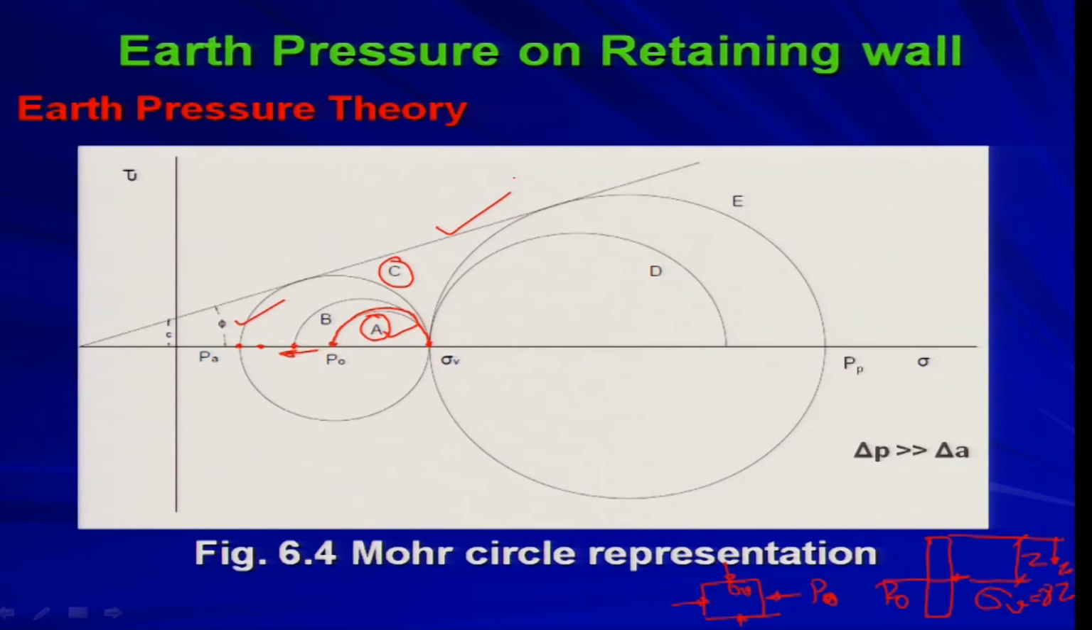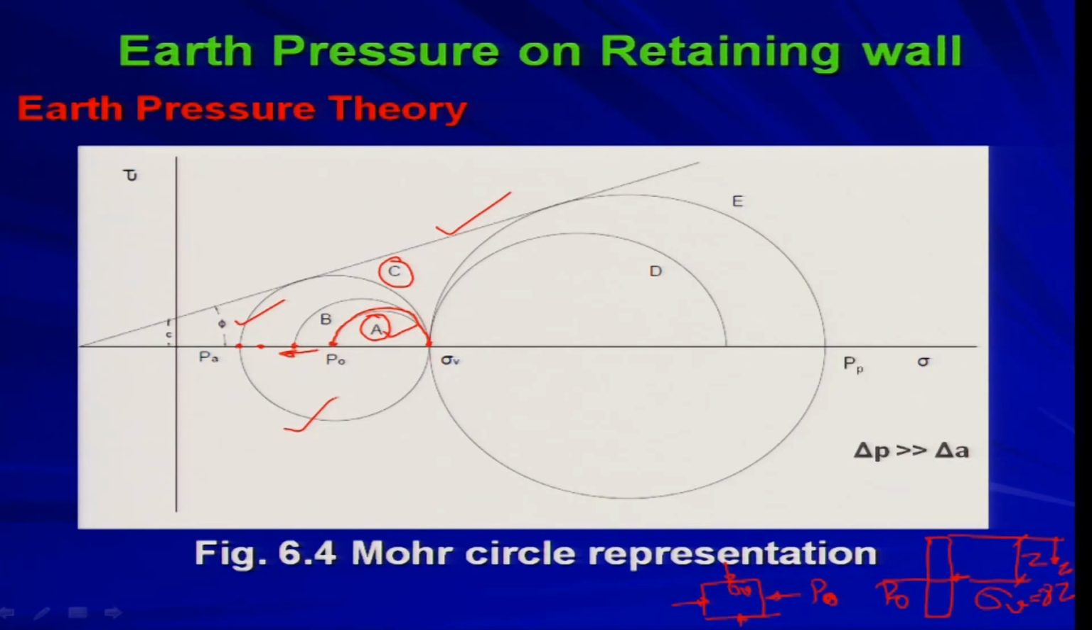So, this is your active pressure circle. This circle, circle C, is nothing but your active pressure circle. From this circle you will be getting the information about the active pressure. Now, I am going to the passive state. In the passive state, what we are doing? We are pushing the wall towards the backfill.